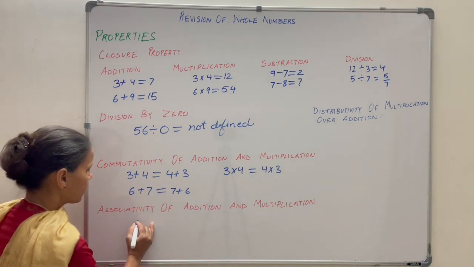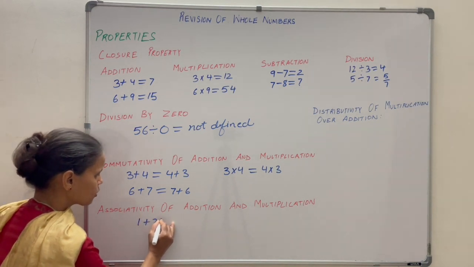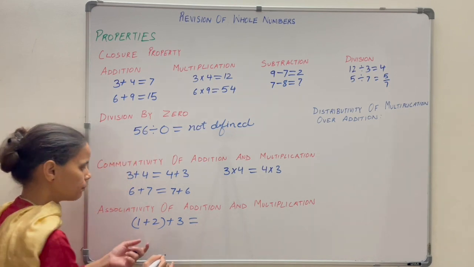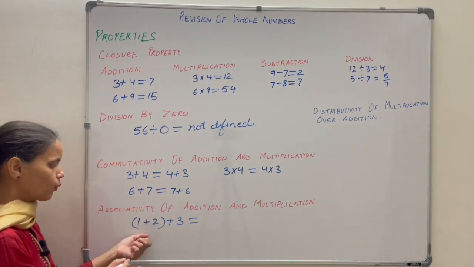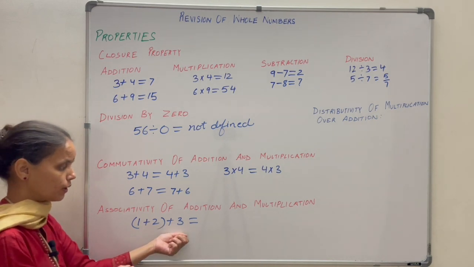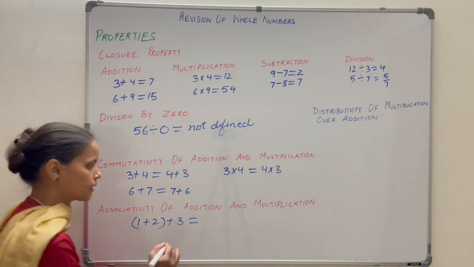For example, if I take 1 plus 2, first I will add these two numbers, plus 3. So brackets have to be solved first. So 1 plus 2 is 3. The result 3, we are adding to 3. So we will get 6.